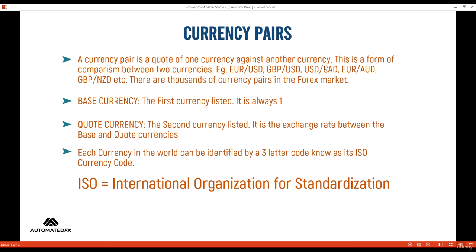For a recap, you should just know that we have two currencies in a currency pair. When we trade, we don't trade a single currency in isolation. We trade a currency pair. In this case, we have EUR/USD, GBP/USD. Euro is the base currency and USD is the quote currency. Euro is always equal to 1, and USD would then be the conversion rate between euro and dollar.